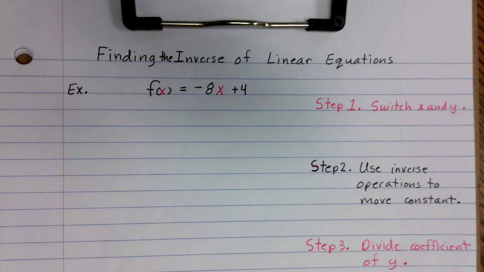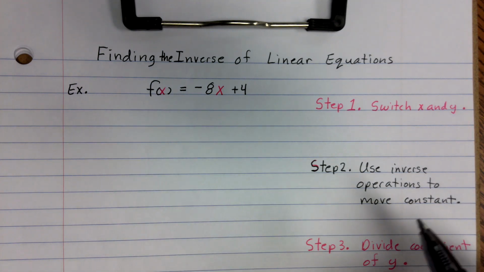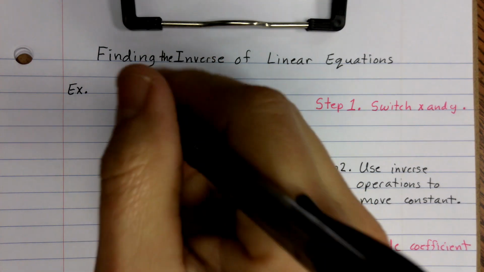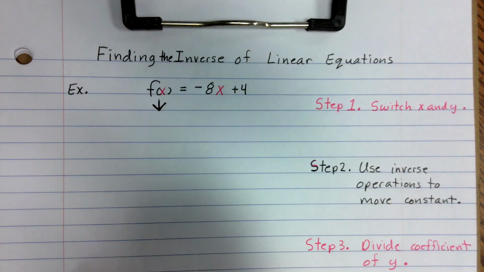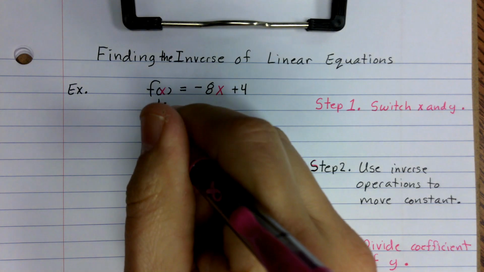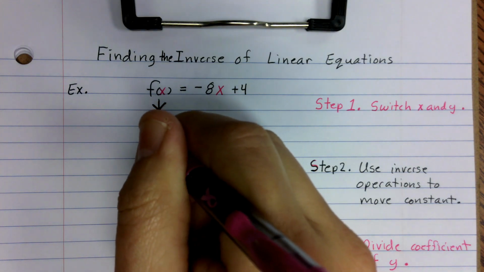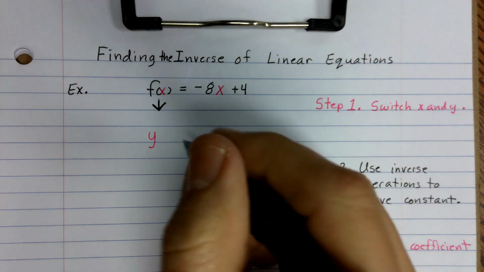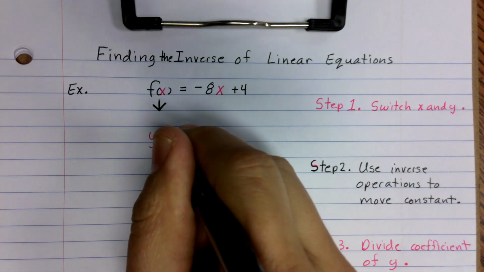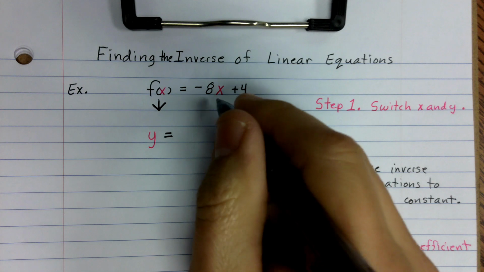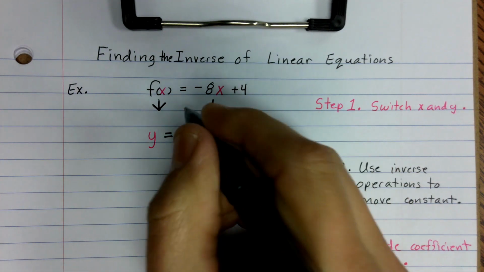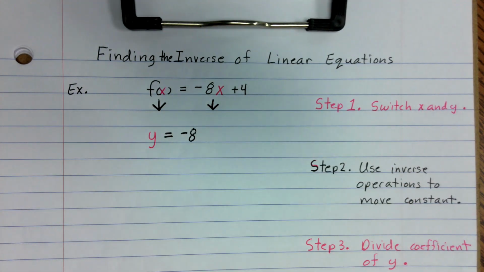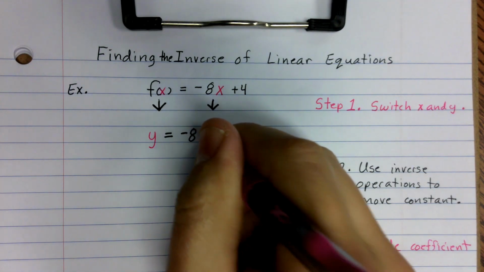So what I recommend doing before switching x and y is to go ahead and make sure you have a y inside of your function. So what I'm going to do is I'm going to go ahead and just rewrite f of x as y. And you'll notice that as I'm doing this, I'm going to be using pink for the y and x so that you can see where it's moving to. I'm just going to go ahead and rewrite this whole equation now. We have negative 8x plus 4.